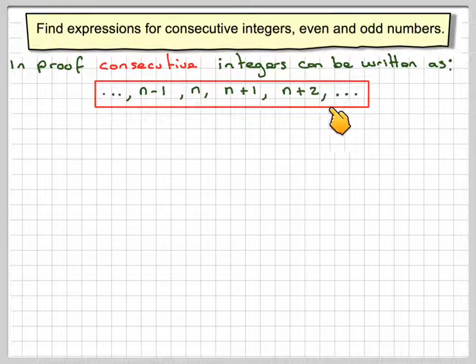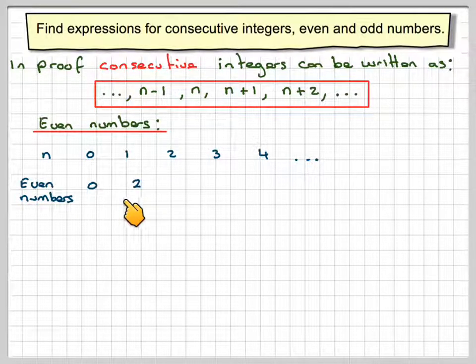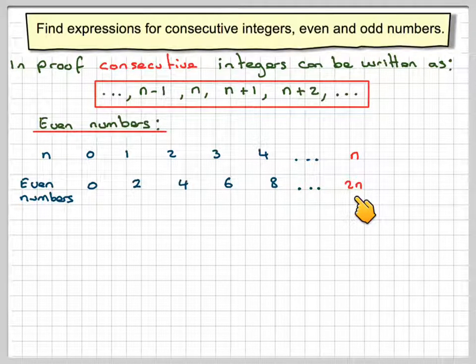This is worth remembering. Now, for even numbers, if we make a table n, 0, 1, 2, 3, 4, etc., and then we'll start with the even number 0, 2, 4, 6, 8. Okay, we can just look at this one here. We can see that this is 2 times 1. This is 2 times 2, which is 4. This is 2 times 3, which is 6. And this is 2 times 4, which is 8. So we can see that the expression for even numbers will be 2n.